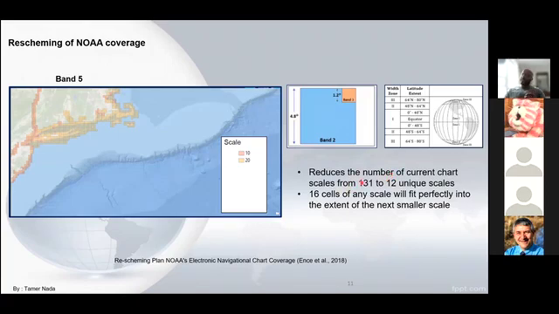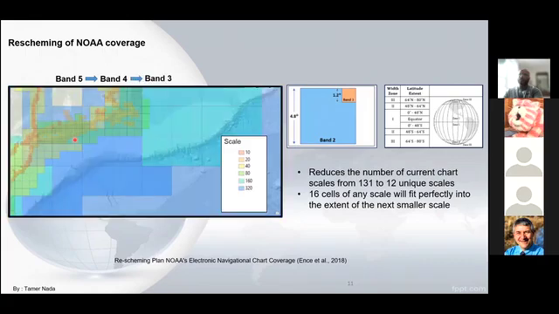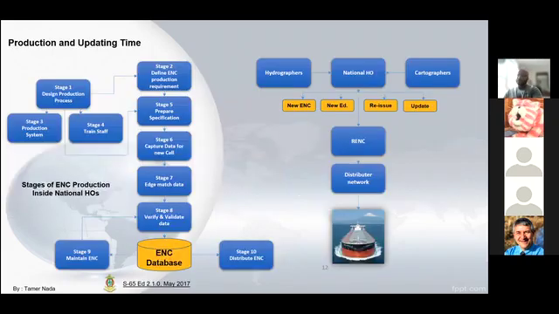Accordingly, each cell, as we can see over here, will fit perfectly into the extent of the next smaller scale. And over here, if we see band 5, which is the high resolution band, this is band 4, going to look like that, and so on, band 3 and band 2, until we have band 1 as well. Those cells will be square by the equator in lower latitude, and then will be rectangular when we go to higher latitude according to the distortion in the Mercator projection.